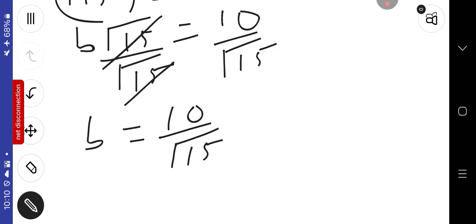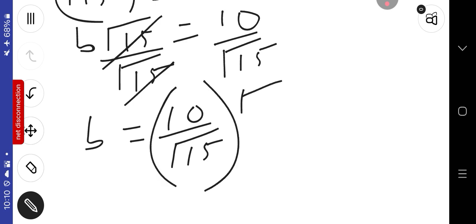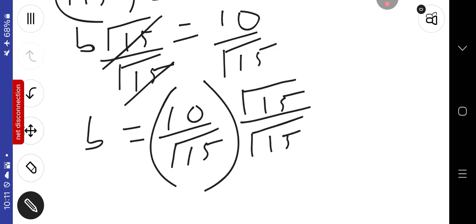Here we are going to rationalize. We are rationalizing because the square root is on the denominator. If the square root was on the numerator, it would have been okay. Do you get me? So always when you have cases where the square root is in the denominator, we rationalize. So in rationalization, we multiply by the denominator, which is the square root of what? 15. So multiplying by square root of 15 over square root of 15.